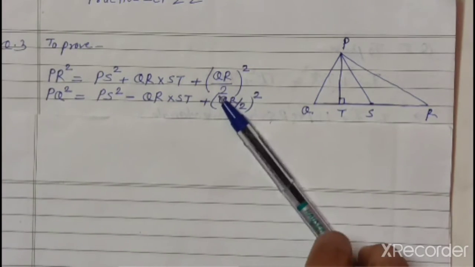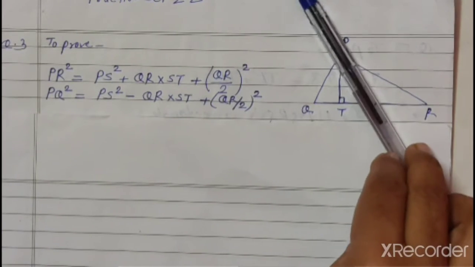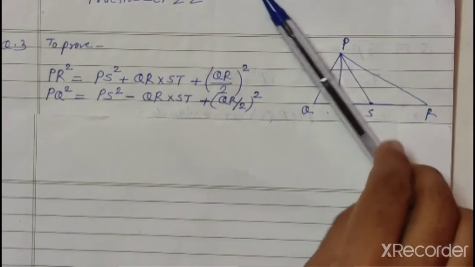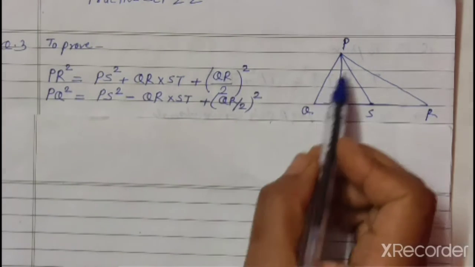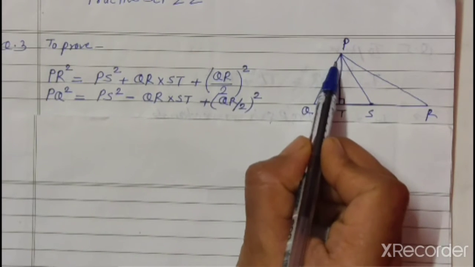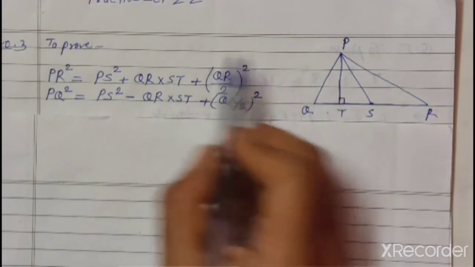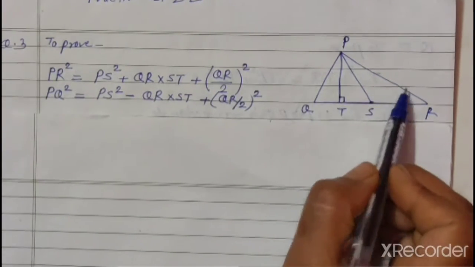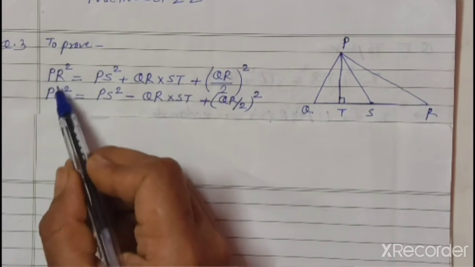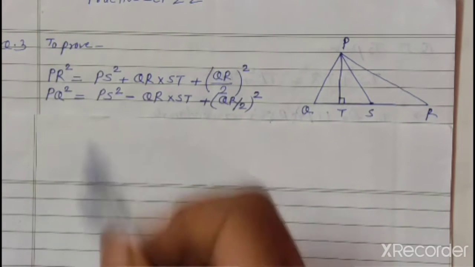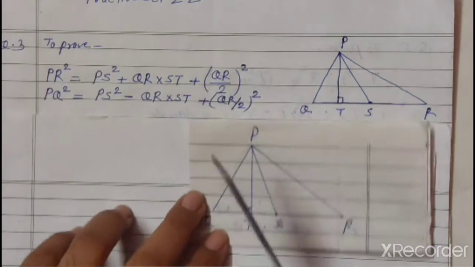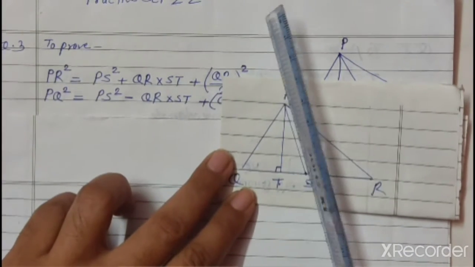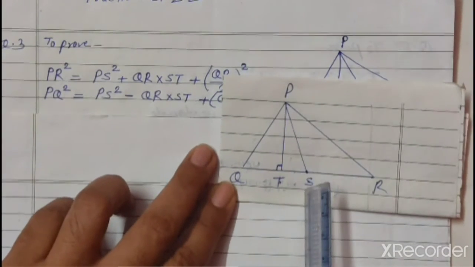See, in this question, PS is a median. If a median is given, we usually use Apollonius theorem directly. But in Apollonius theorem, we consider this angle as a right angle, so side 1 square plus side 2 square. But that is not given here. So the answer to this question is, here we are using this PS median for this point.